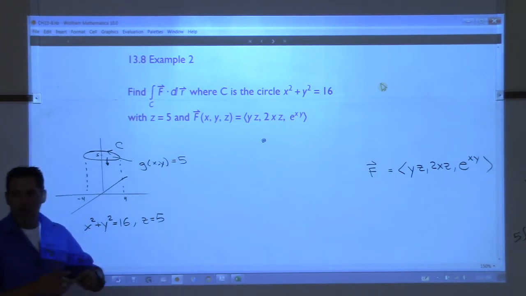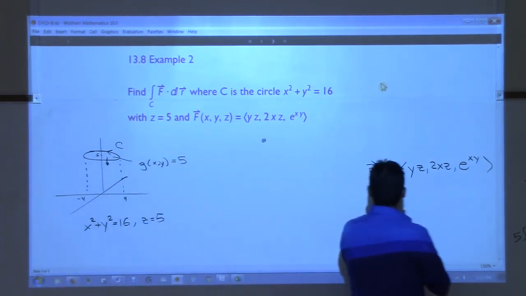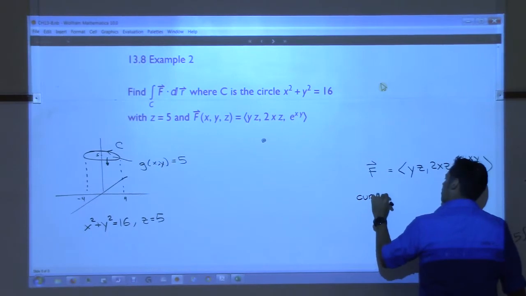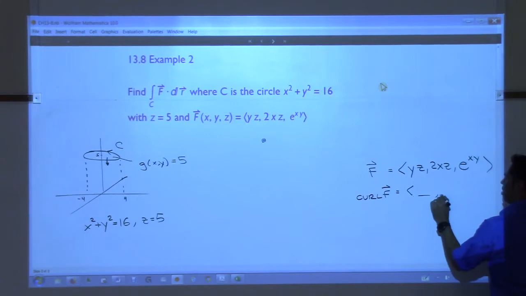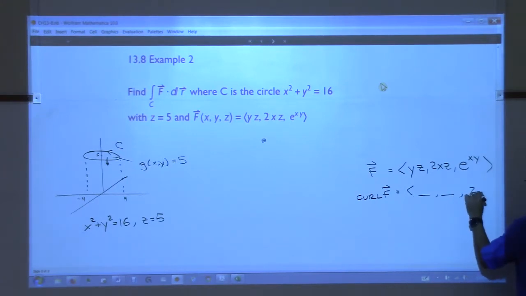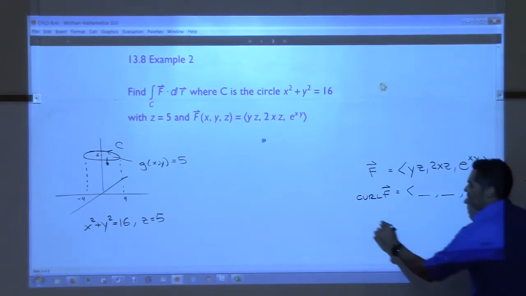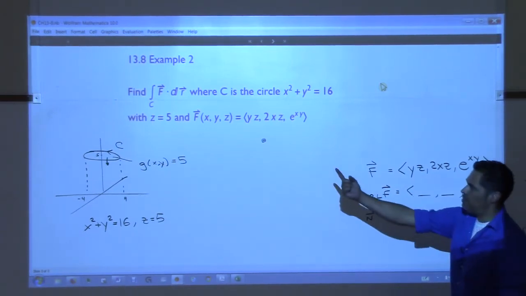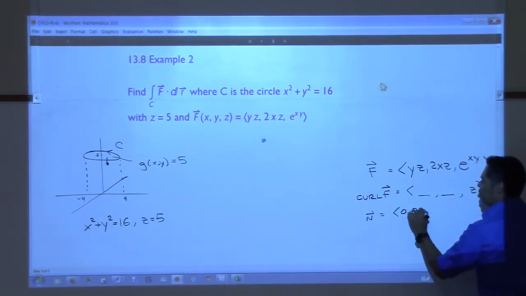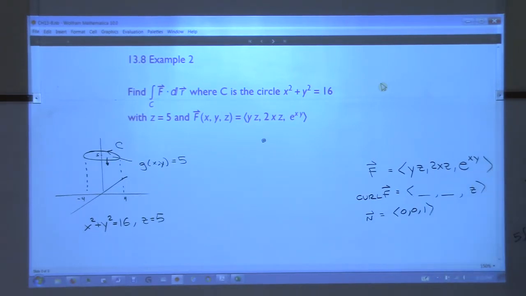I'll just set it up real quick. The curl of f you get here, according to all of you, should be something, something, and this last one should be 2z minus z, so you just get z. Agreed? And the reason why these first two components wind up not mattering is because the unit normal vector for this surface S is the vector 0, 0, 1, pointed straight up. And when you dot the curl with n, all that winds up happening is you get the z.